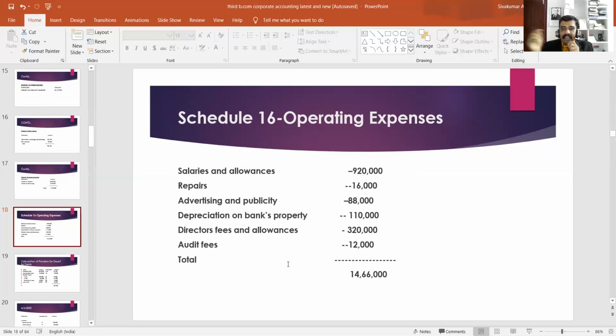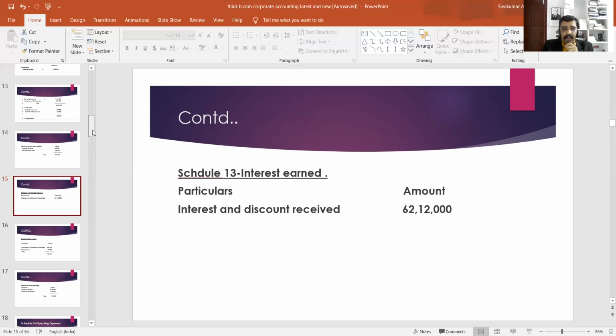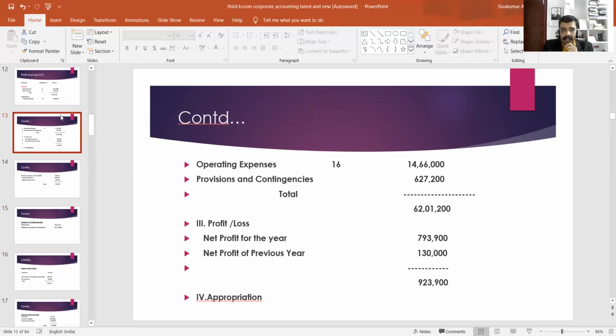Please show salaries, allowances, repairs, advertising and publicity, depreciation on bank's property, directors' fees and allowances, audit fees, etc. in the schedule operating expenditure. It is not an inclusive schedule that I have shown to you. Then please understand what the different types of expenditure are which will come under the heading operating expenditure. Okay. Then please show operating expenditure in the profit and loss account, schedule number 16.